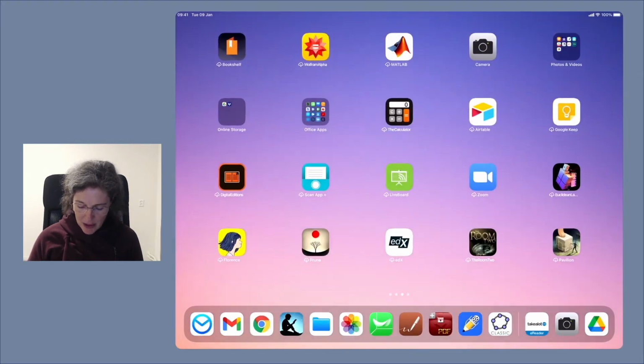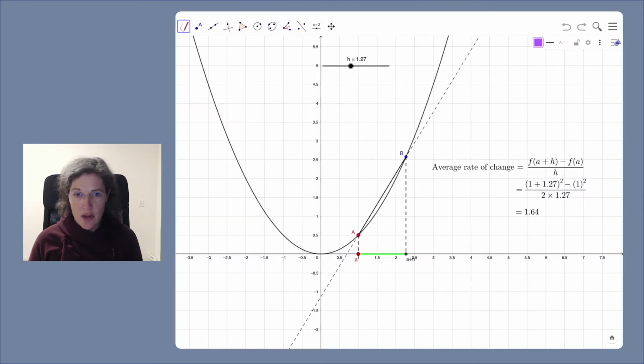So just to remind you, I'm going to move over to GeoGebra. And the general idea of what we've got here is we want to see how fast a function changes. So here I've got an absolutely standard parabola. I think it's y equals x squared.